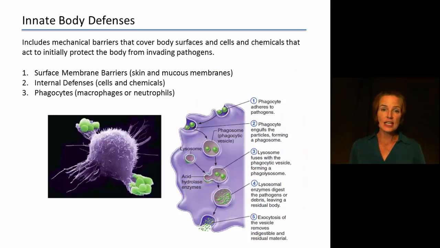As part of the innate body defenses, we also have phagocytes that are going to be working right there in conjunction with the surface membrane barriers and also the internal defenses. These phagocytes include macrophages and also neutrophils, and we did see them on the previous slide in the image participating in that response to inflammation. The phagocytes are shown here in purple, and the first thing that they're going to do is stick or adhere to the pathogen.